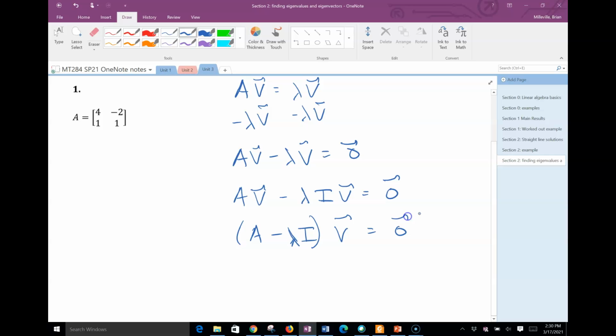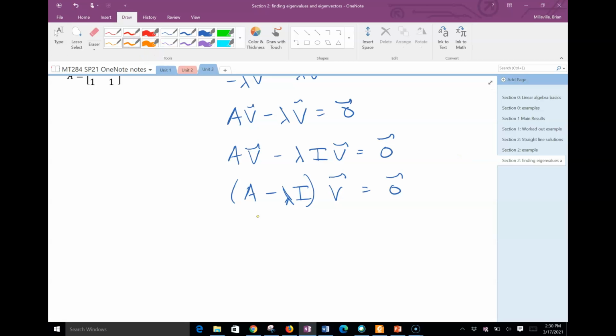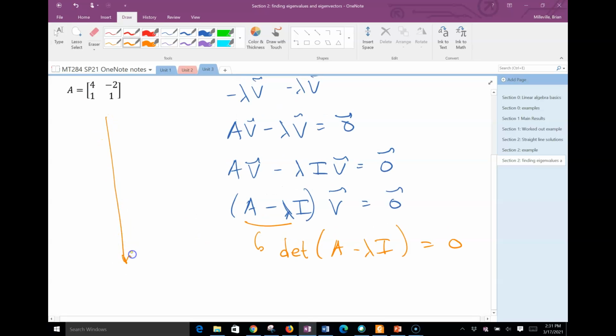Alright, and then we're saying that that times the non-zero vector v has got to equal the zero vector, and what our previous work has shown us is that the only way that's possible is if the determinant of this matrix A minus lambda times the identity is equal to 0. So we need to write that out each time we want to find eigenvalues for our given matrix. We've got to find this new matrix A minus lambda times the identity, take its determinant, set it equal to 0, and solve.